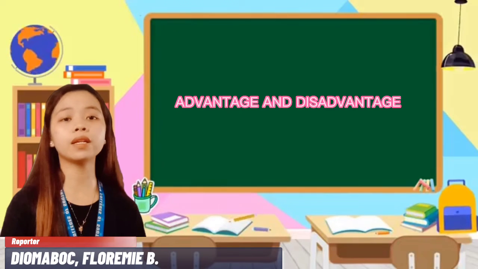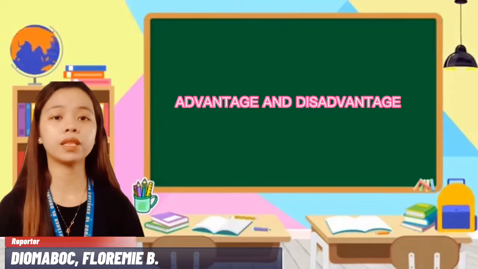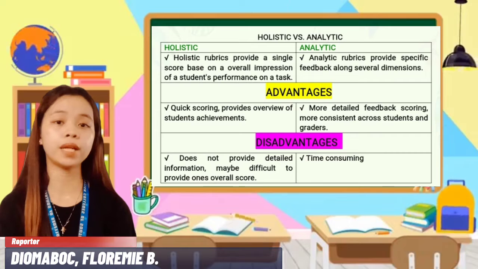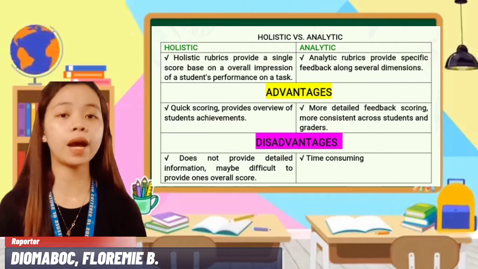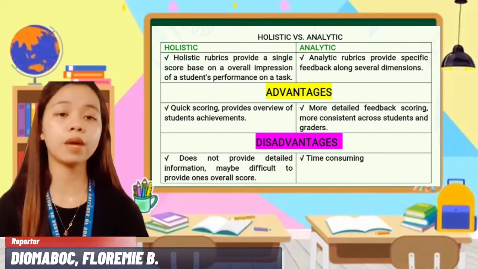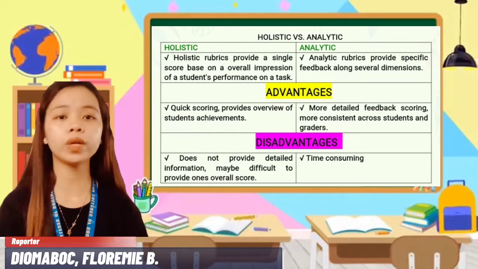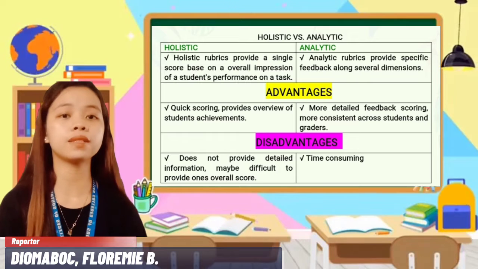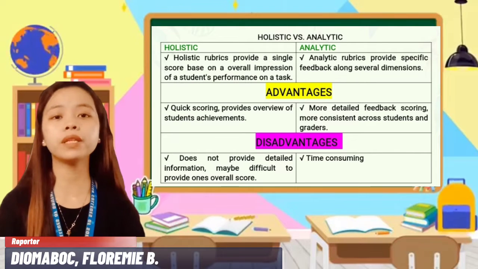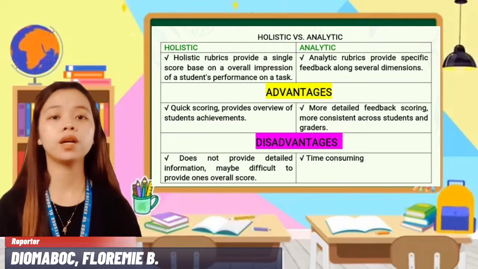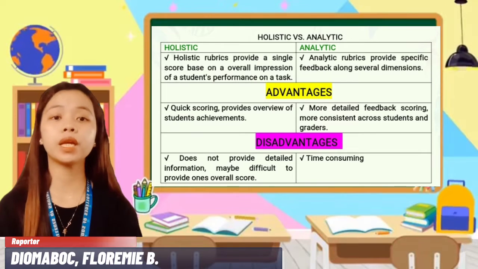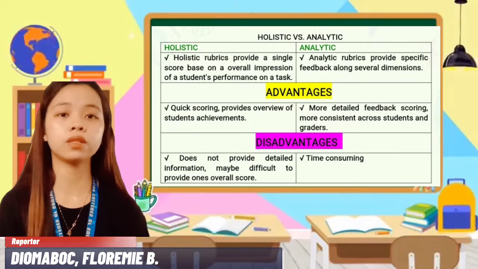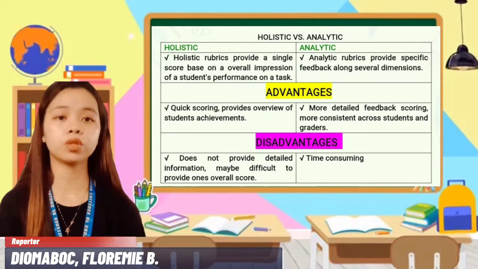So we have the advantages and disadvantages of holistic and analytic. Holistic rubrics provide a single score based on the overall impression of students' performance on a task, while analytic rubrics provide specific feedback along several dimensions. So the advantage of holistic is quick scoring and providing an overview of students' achievements. The disadvantage of holistic is that it does not provide detailed information, so it may be difficult to provide one overall score. The advantage of analytic is more detailed feedback, and scoring is more consistent across students and graders. Their disadvantage is that it is time consuming.